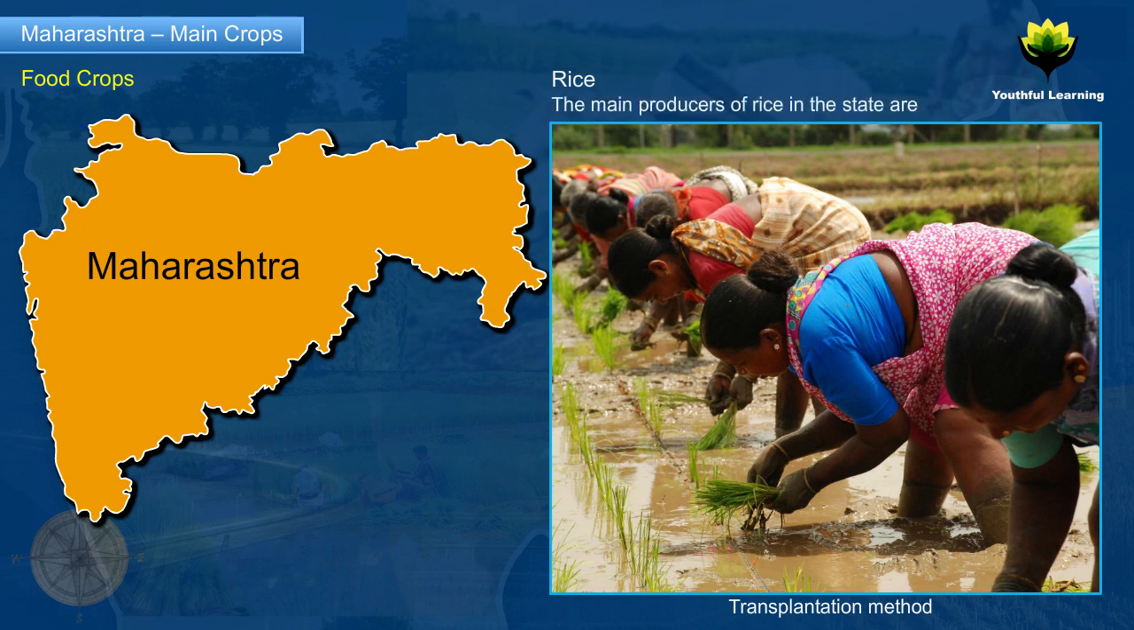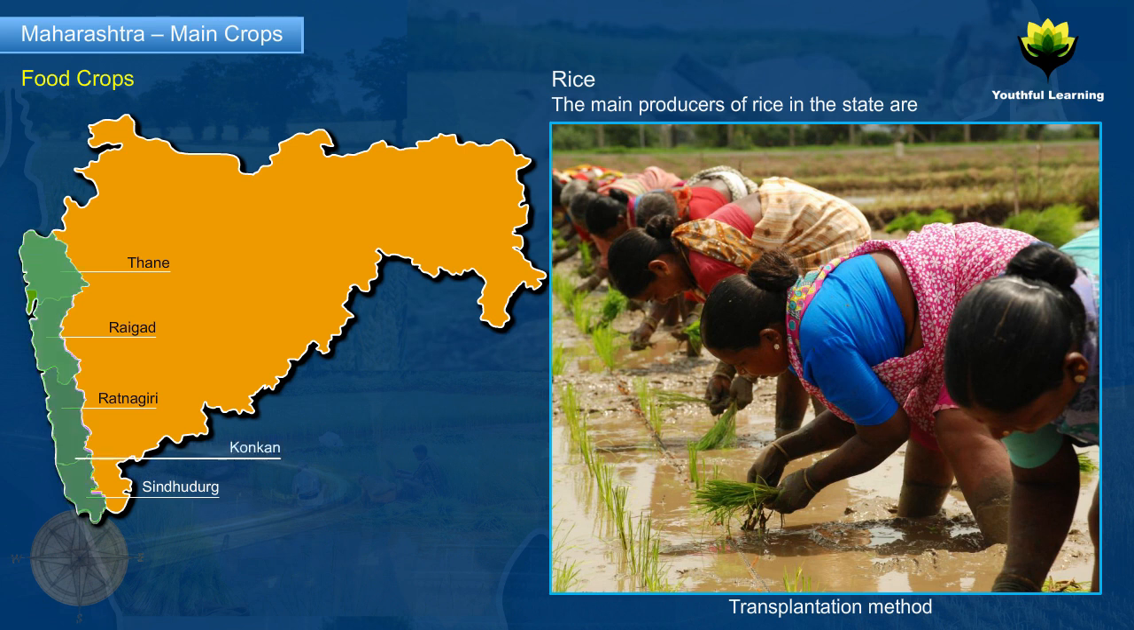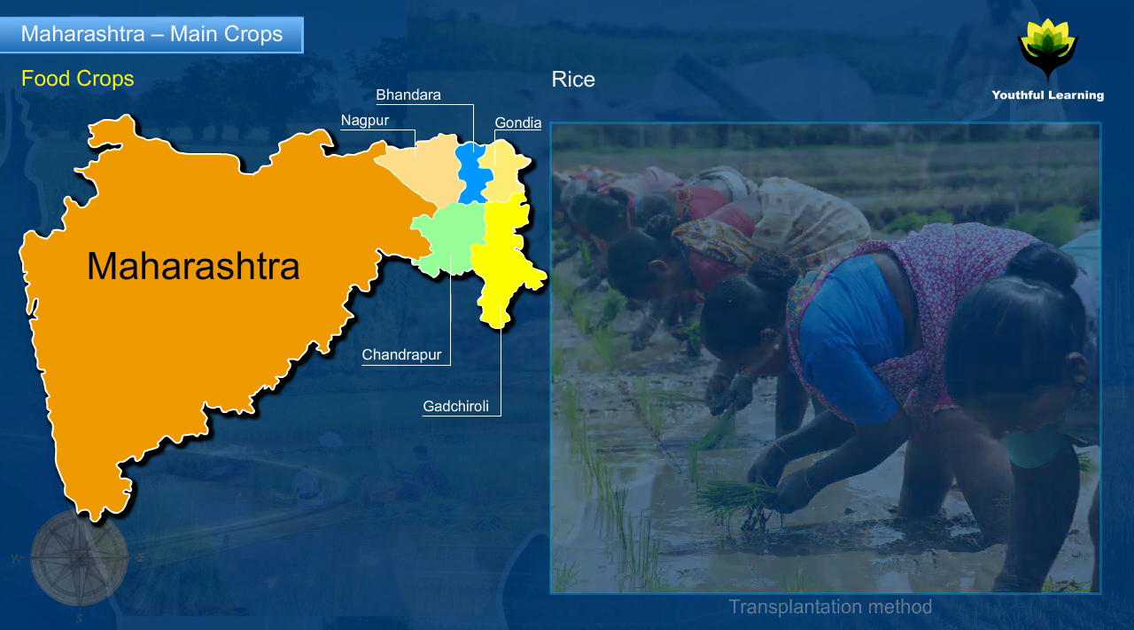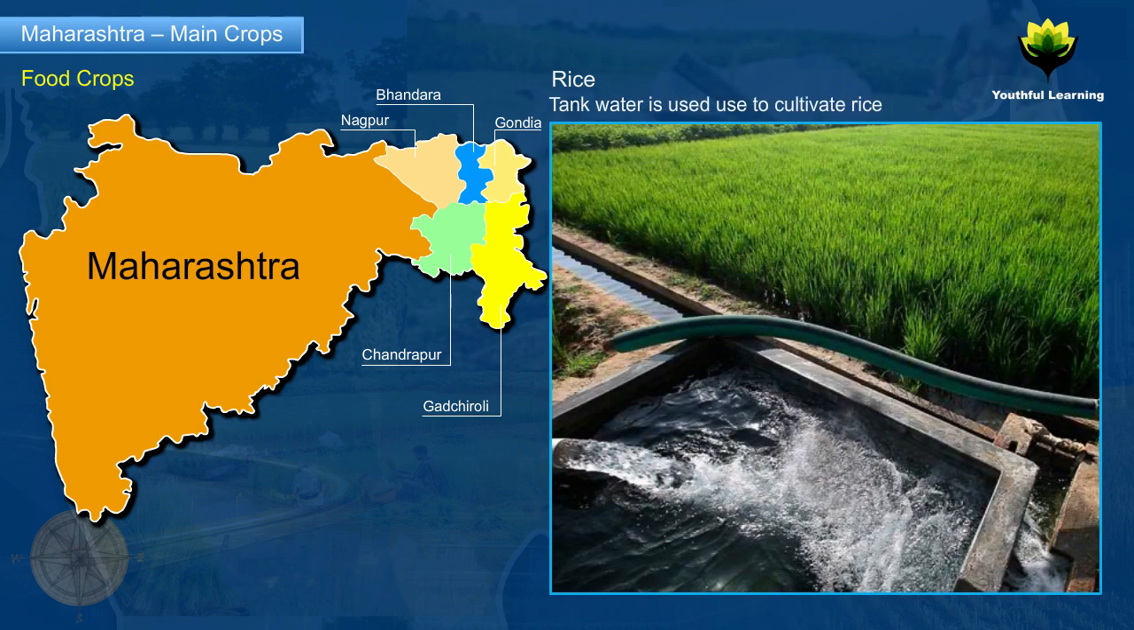The main producers of rice in the state are Thane, Raigad, Ratnagiri and Sindhudurg districts in the Konkan. These districts receive rainfall sufficient for the crop. While in Chandrapur, Bhandara, Nagpur, Gadchiroli and Gondia districts, tank water is used to cultivate rice.